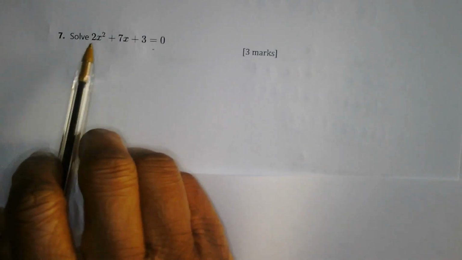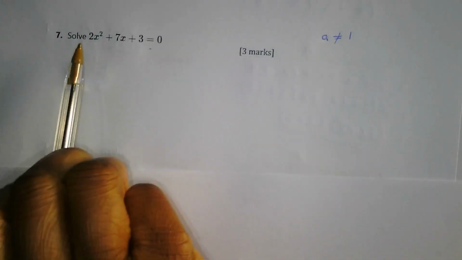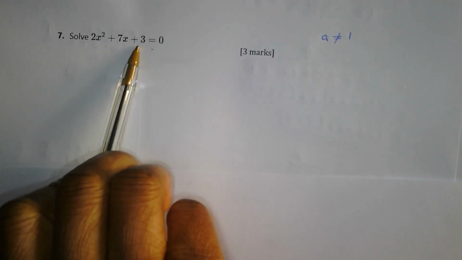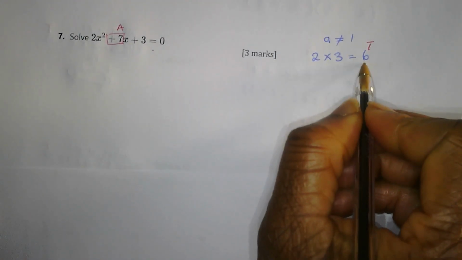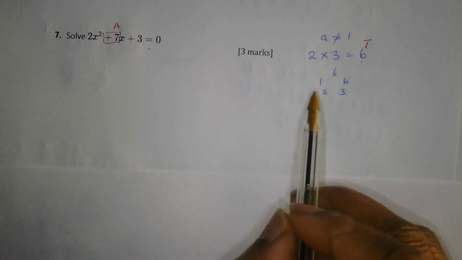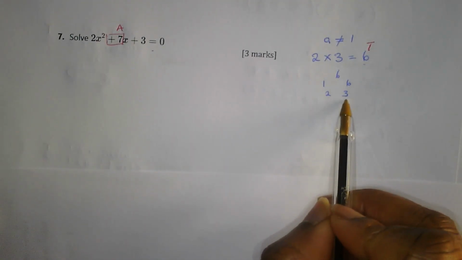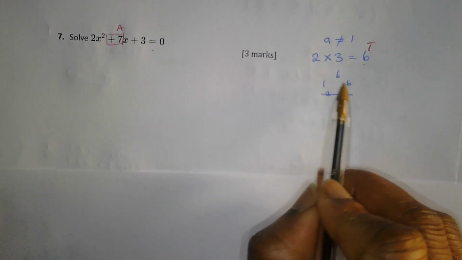Question 7. Solve 2x squared plus 7x plus 3 equals 0. Similar to what we did before, when your coefficient of x squared is not 1, we have to do the very first step, which is you take the coefficient of x squared and multiply it by the 3. Think of two numbers that when you multiply together, you get 6. 1 times 6, 2 times 3. Is there any way I add 2 and 3 and I would get 7? No. But 1 plus 6 is 7 and 1 times 6 is 6.